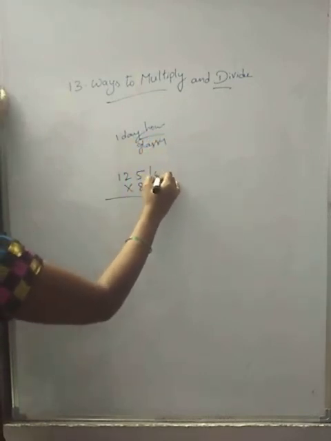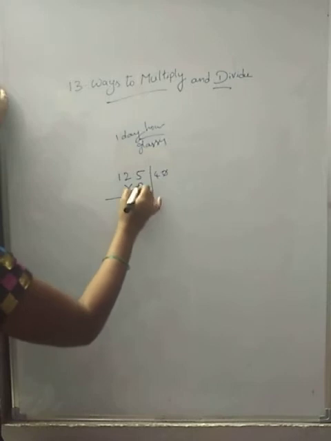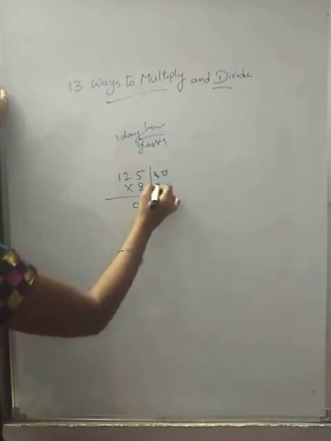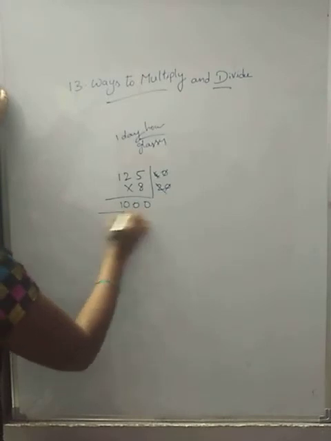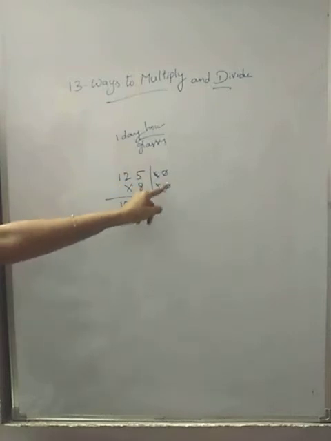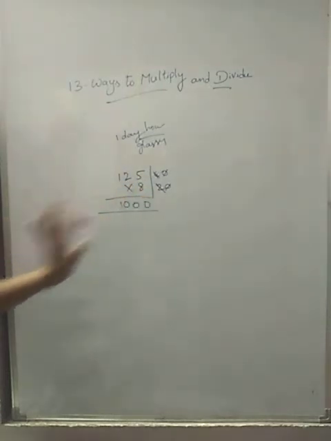8 5s are 40. 8 2s are 16 plus 4, 20. 8 1s are 8 plus 2, 10. 1000 glasses of water they are drinking in one day.